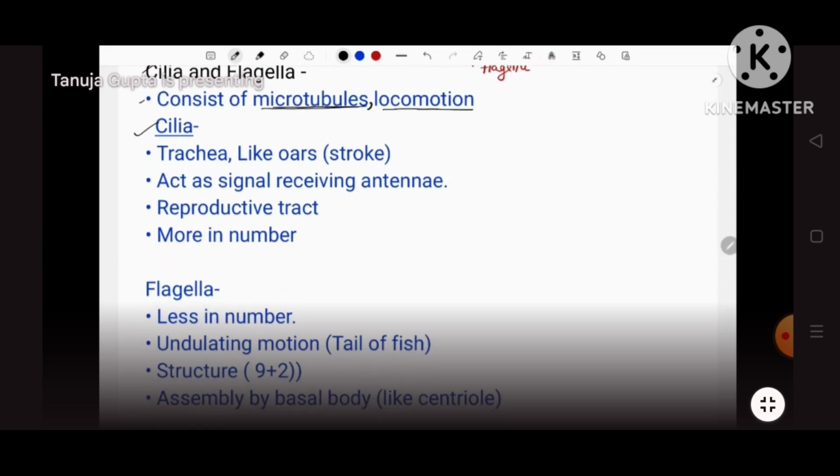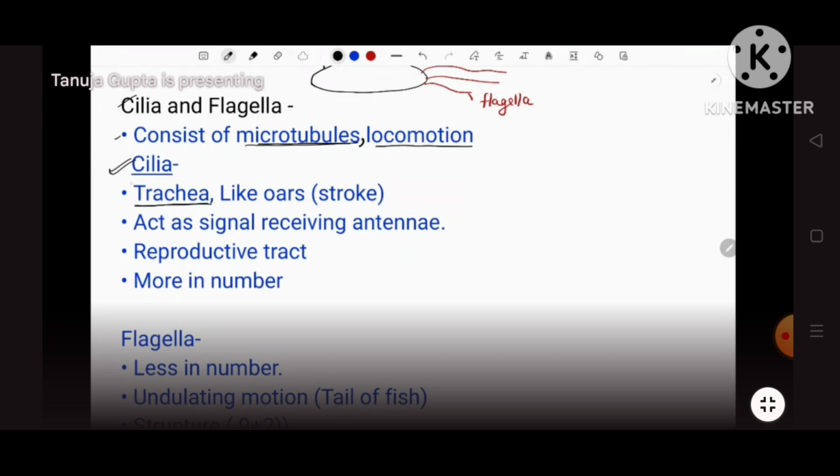See where it is generally present. It is present in trachea. Do you know trachea? Yes, it is a part of your neck, or we used to say it is a part of our respiratory tract. From nostril till our lungs, that whole path is called respiratory tract, and in that this is trachea. So in trachea what is actually there? Suppose this is a trachea. There are small hair-like structures present in trachea. These hair-like structures are called cilia.